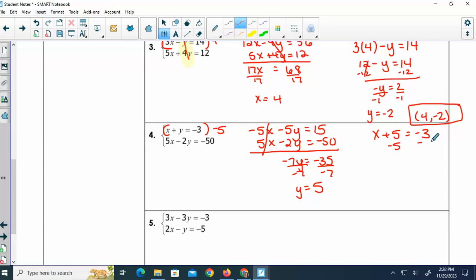Plug that back in. So x equals negative 8. Negative 8. Are there any questions about those? I want to go to problem 6.